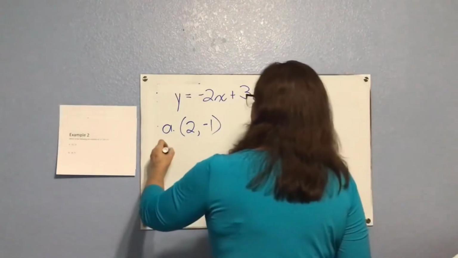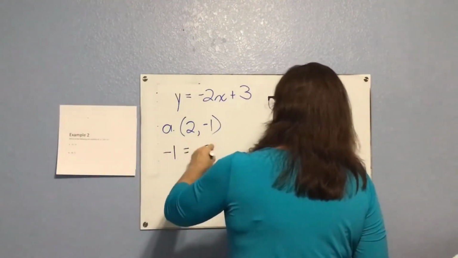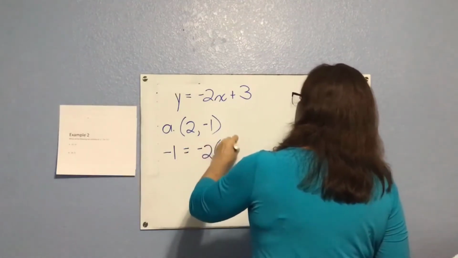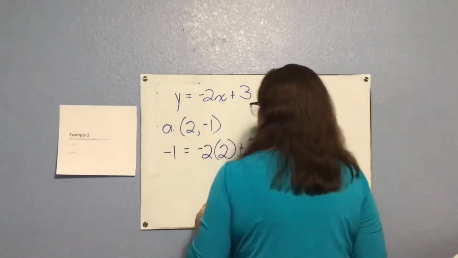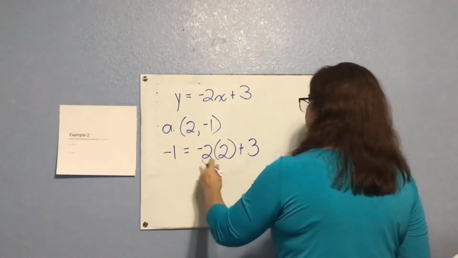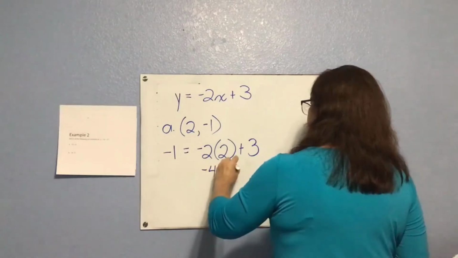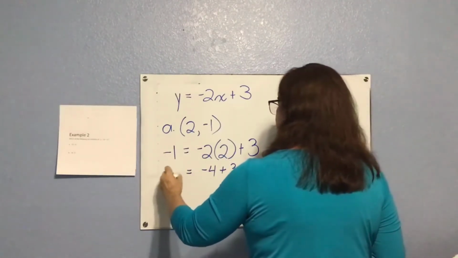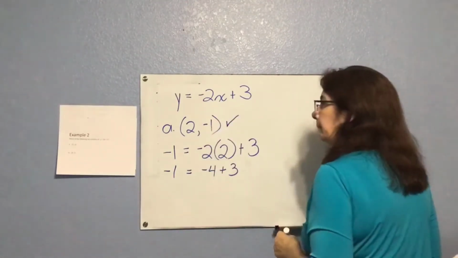So we're going to have here negative 1 equals negative 2 times 2 plus 3. So working on this side of the equation, negative 2 times 2 is negative 4 plus 3, and that is equal to negative 1, so this is a good solution.